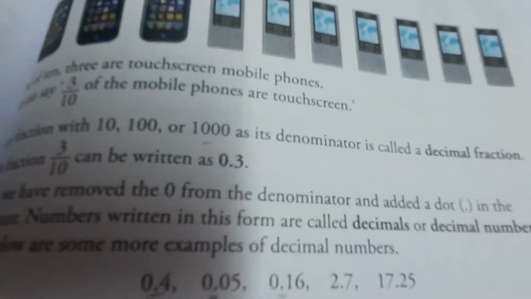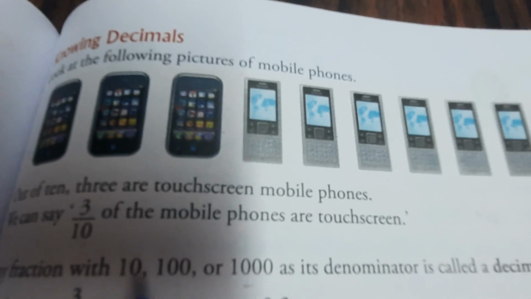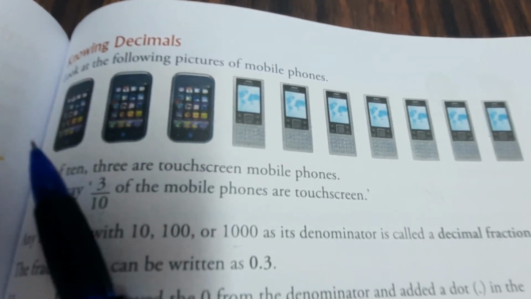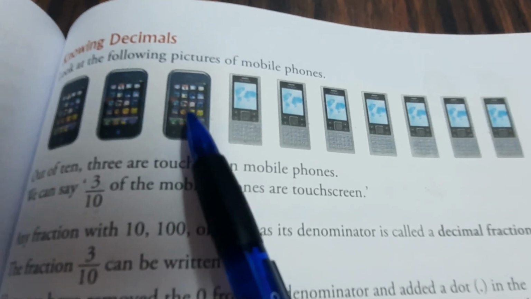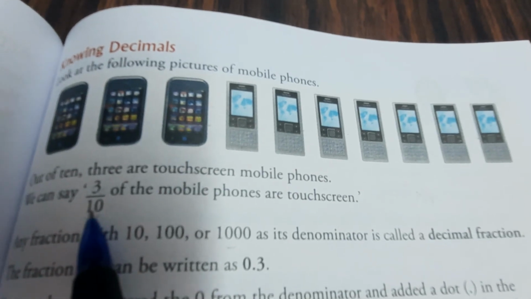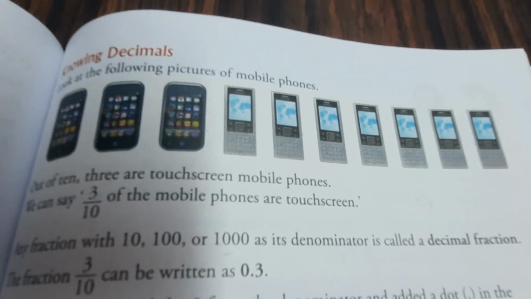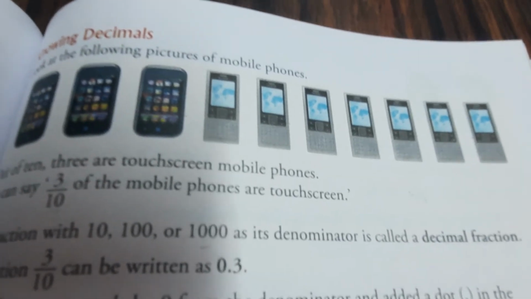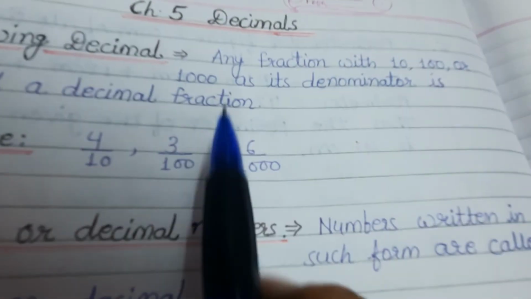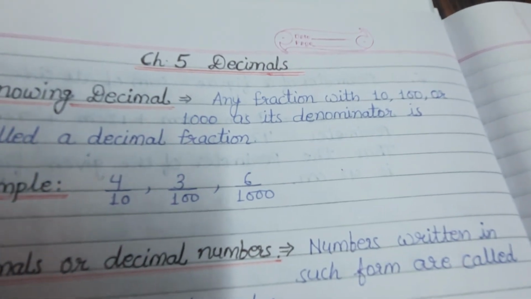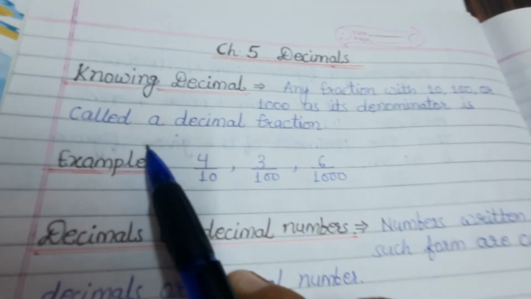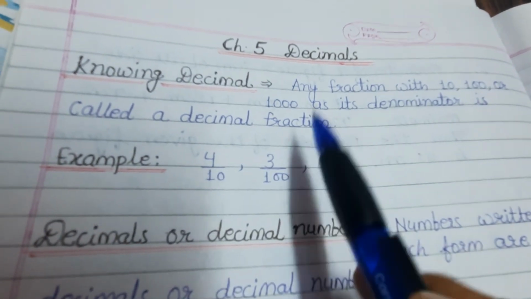So let's start. Here we can see 10 mobile phones. Out of 10 mobile phones, 3 are touch screen. So in fractional number, we can say 3 upon 10 of the mobile phones are touch screen. So any fractions with 10, 100 or 1000 as its denominator is called a decimal fraction.